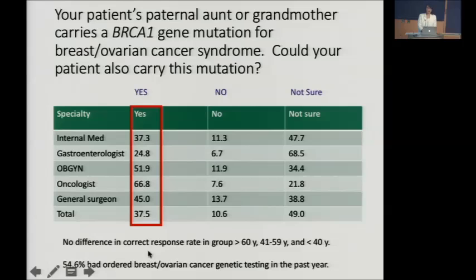And interestingly, there was no difference when they broke this down by age. So physicians over 60, 41 to 59, and less than 40 had the same correct response rate. But half of them had actually ordered breast ovarian cancer genetic testing in the past year. Kind of scary, right? They didn't realize that this can be inherited from the father's side as well as the mother's side, but they're still ordering testing. And if you don't believe this happens, I had a patient tell me this just like a couple weeks ago in clinic, that her primary care provider had told her that you can't inherit it from your father.